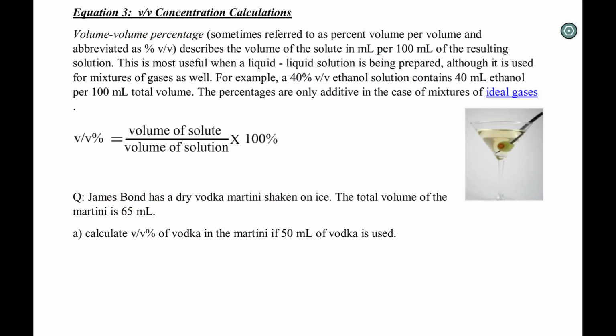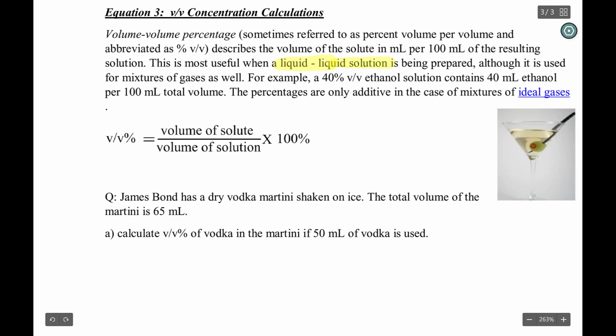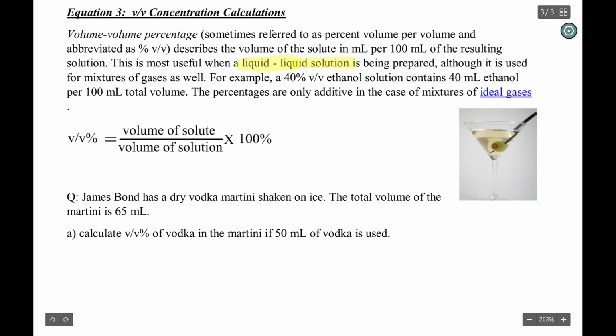The last type of concentration calculation we are going to do today is called volume percent. Quite often it's really used for a liquid solution which is being made. Alcohol would be a good example of it, because ethanol, which is the alcohol that we have in what we drink, is a liquid, and water is a liquid, so it's a liquid mixture, and therefore we would do percentage as a volume.